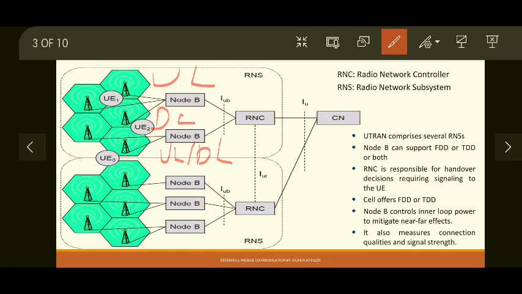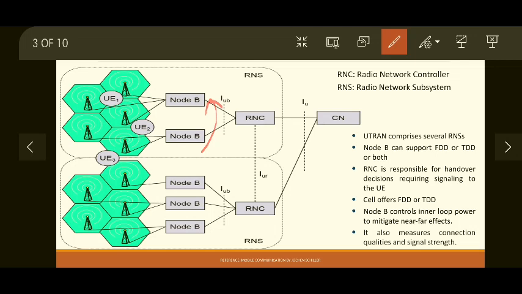RNC is responsible for handover decisions requiring signaling to user equipment. That means if one user is switching from one node B to another node B, handover will be required, and whether to make that handover or not, that decision is made by RNC, not node B. Cell offers FDD or TDD, that we have already discussed. Node B implements inner loop power control to mitigate near far effect. We will see in detail about this later on.